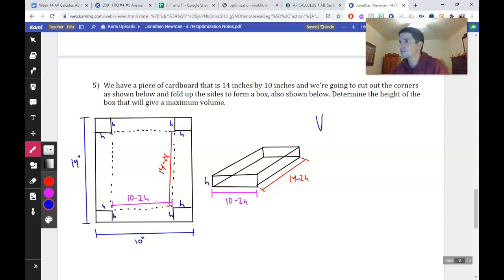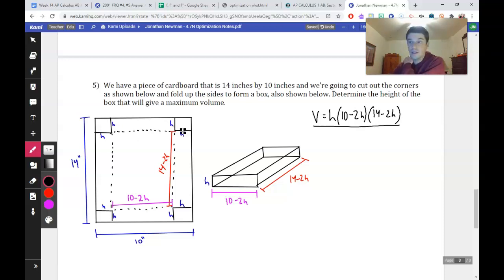So the volume of the box, let's make this in black, is going to be h times (10 minus 2h) times (14 minus 2h). And that's nice because guess what? We don't need two equations. We have the entire volume right there set up for us, right? Now, we are going to want to multiply it out, but then we can take the derivative and determine the height.